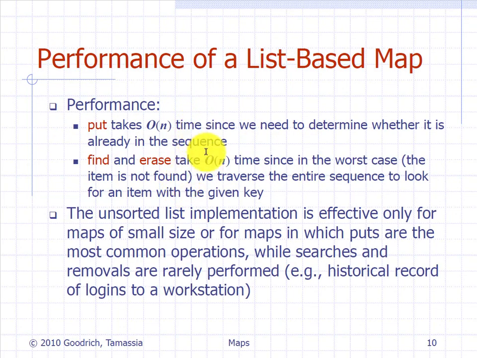So this last slide is just talking about the performance, but we've been speaking about the performance all along. So put takes on, all right, because we need to determine whether it's there already. Find and erase take on because those require us to look for something. In the worst case, we don't find it. In the worst case, we find it in the last position. And as it says here, we traverse the entire sequence to look for an item with the given key, and that's what takes a lot of the time.